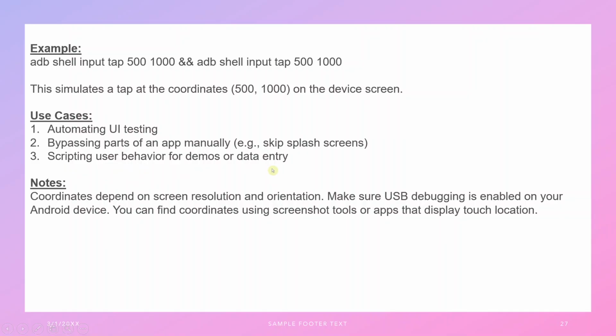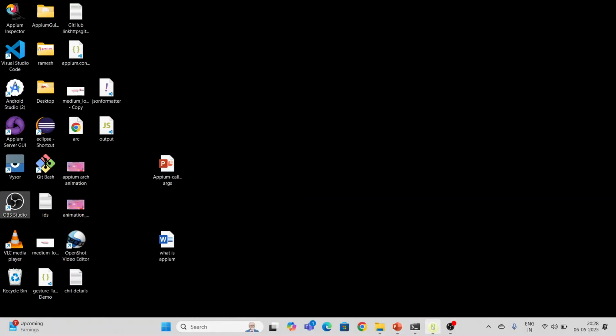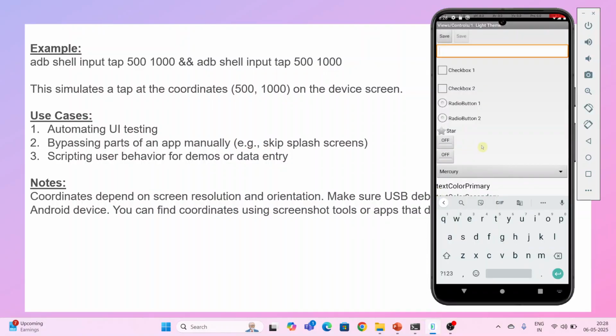One thing we need to note when you are using this tap command: the coordinate depends upon the screen resolution and orientation. As you know, our Android devices have different types of screen resolutions and orientations, so our x and y coordinates will change here. Simply, x is the horizontal and y is the vertical coordinate. Always remember the x and y coordinates start from the top left corner, and from here we get the x and y coordinates.